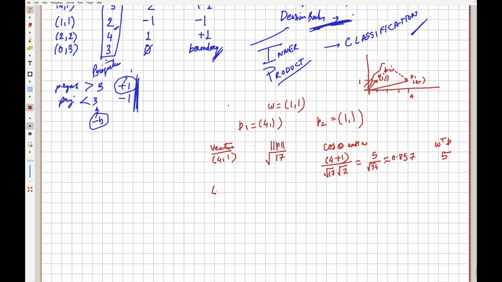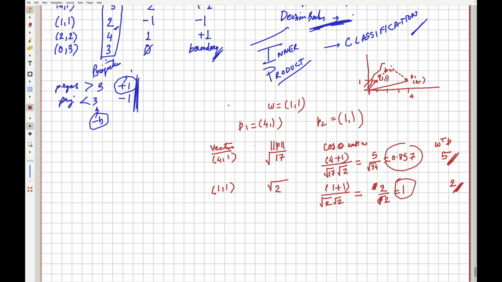And if we now look at the point P2, which is 1, 1, if we take the magnitude of that, we get a value of 2. And if we try and find the cosine of this, this is going to be 1, 1 divided by square root of 2, square root of 2. This is essentially 2 divided by 2, and that gives us a value of 1. Now notice that this is the normalized value, and these here are just the dot products.